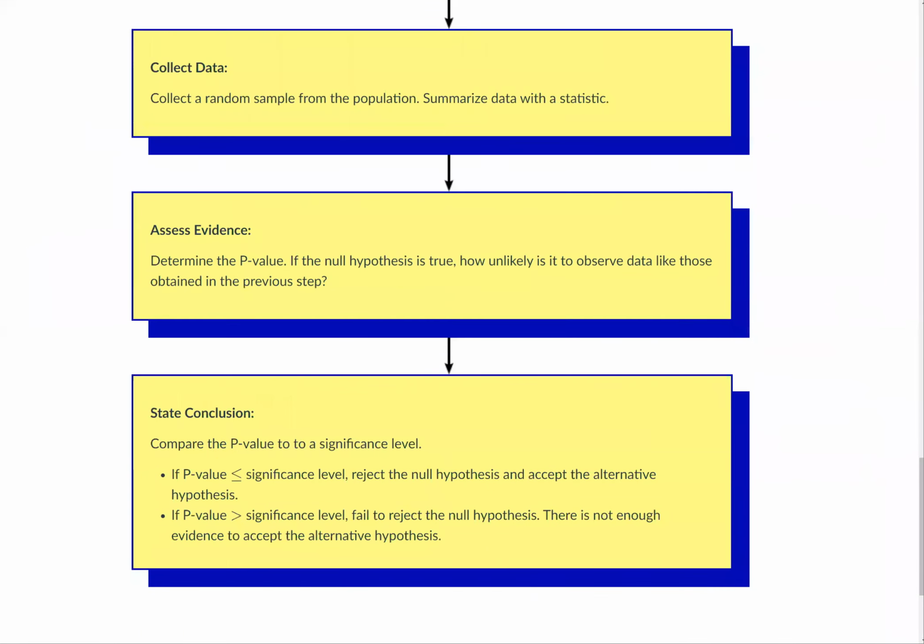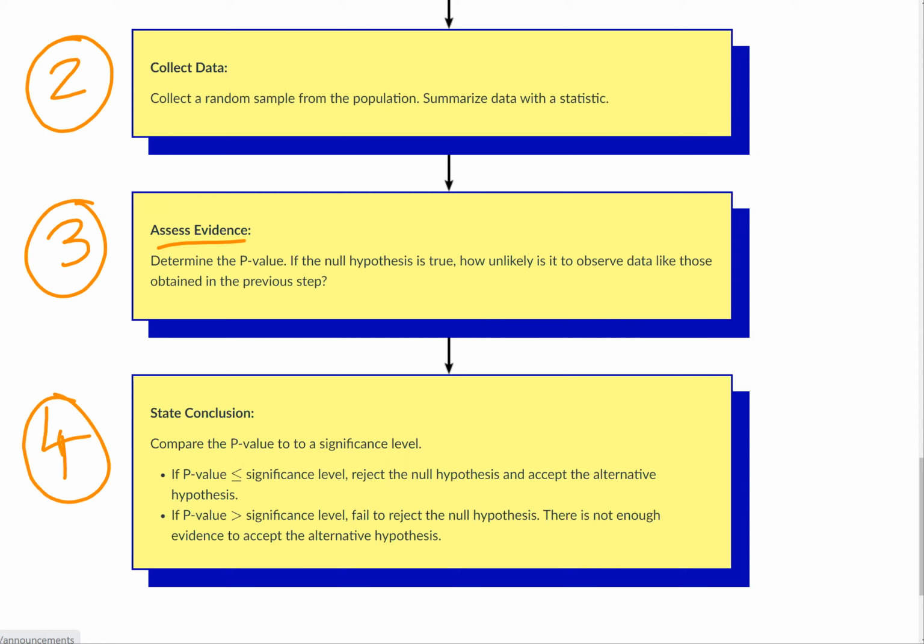Second, we collect data, which we did, well, I guess someone else did it. Collect a random sample from the population, summarize data with a statistic, like the proportion, 16 out of the 80 community colleges that we sampled didn't have federal student loan programs. And then third, we assess the evidence, determine the p-value, like we'll learn how to do in the future. If the null hypothesis is true, how unlikely is it to observe data like those obtained in the previous step? And then the fourth step would be state our conclusion.